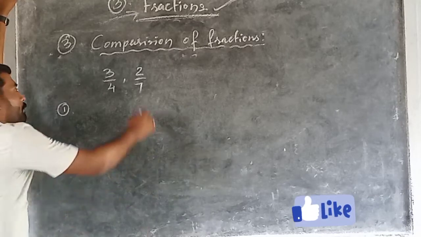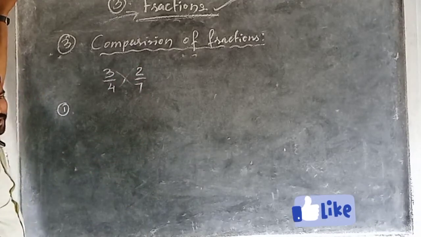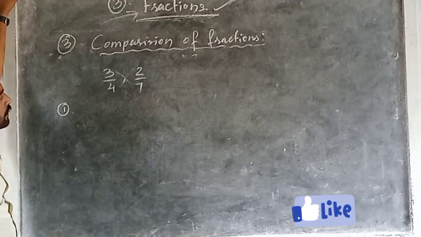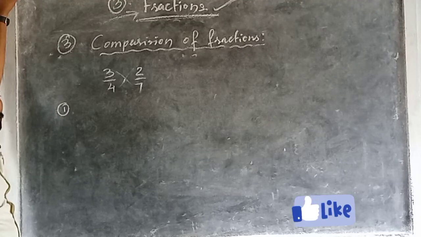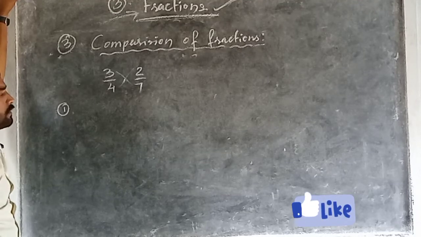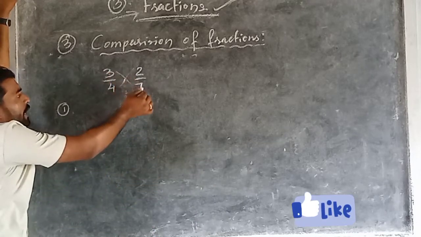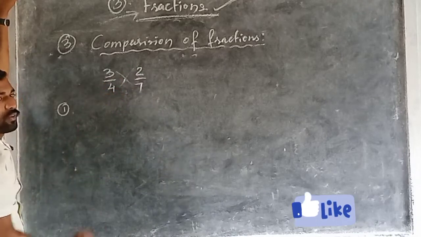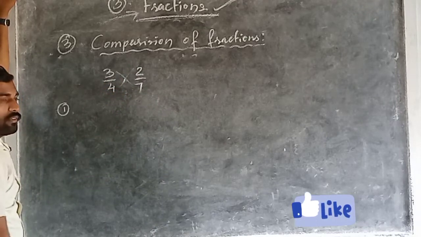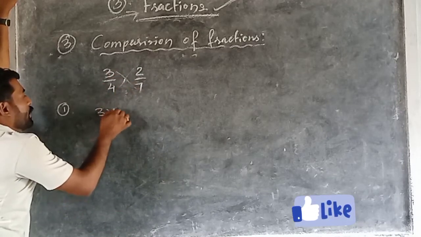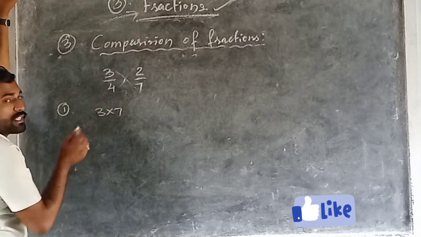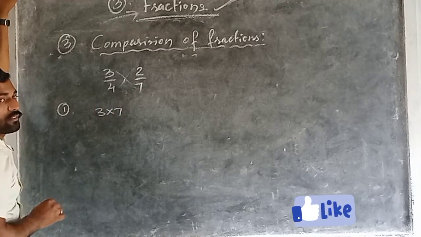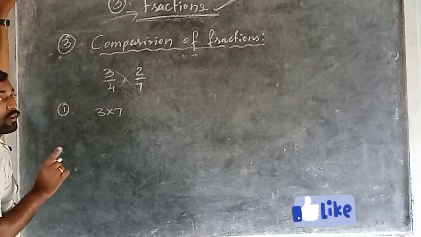Simply by doing cross multiplication. You can multiply crossly. Look here. You can multiply 3 and 7, and you can multiply 2 and 4. First 3 into 7. The second one is 2 into 4.